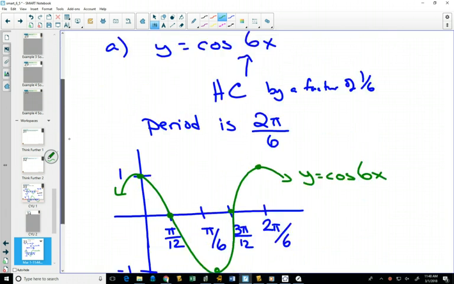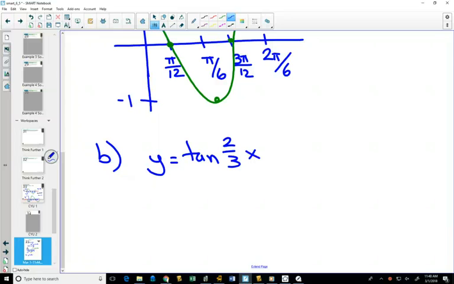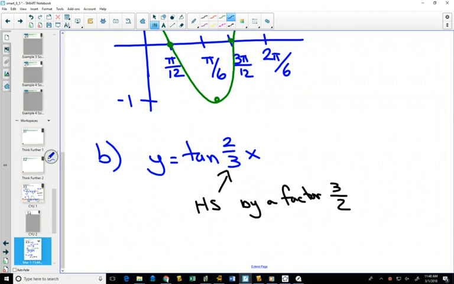Part B says tan of 2/3 x. This, again, the 2/3 is inside, so it's going to be horizontal. This will be a horizontal stretch. And remember, all of your horizontal things are reciprocals. So we'd multiply all of our x values by 3 over 2.